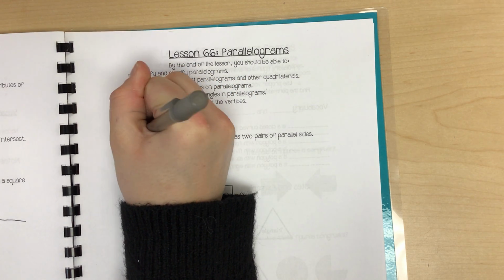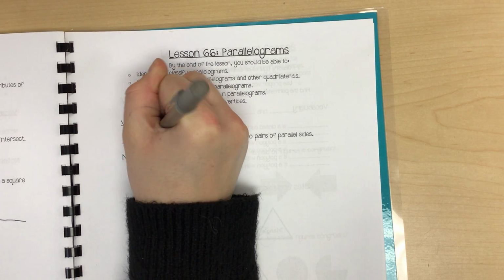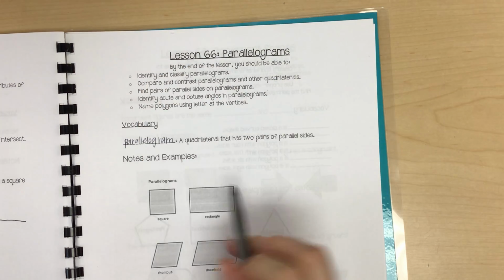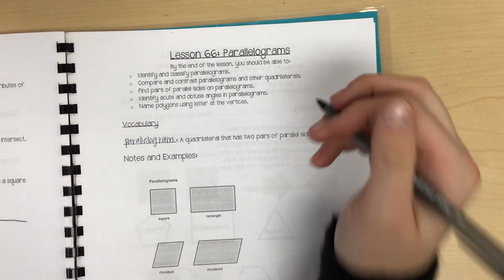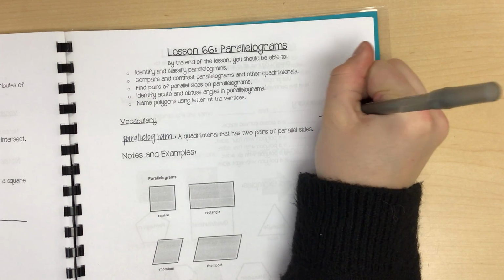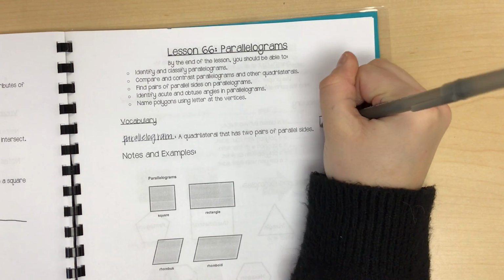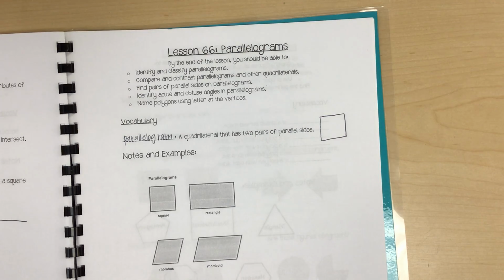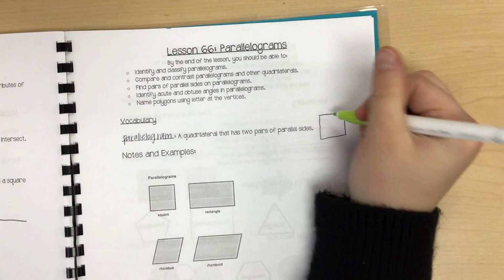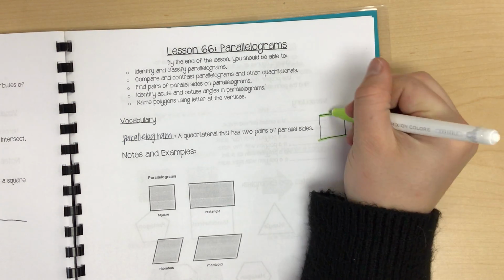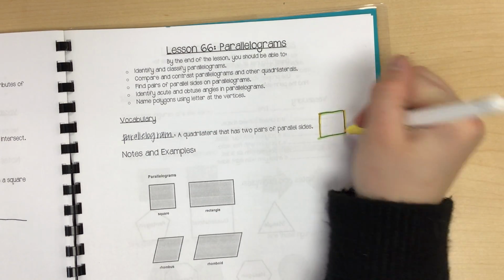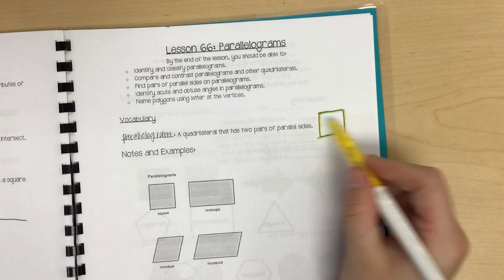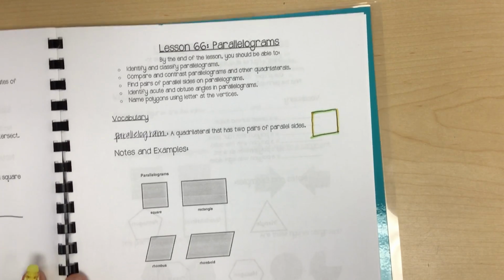So a parallelogram is a quadrilateral that has two pairs of parallel sides. Altogether we have our four sides and two pairs are parallel. They look like railroad tracks. These two sides are parallel, and these two sides are also parallel. So we have two pairs of parallel sides.